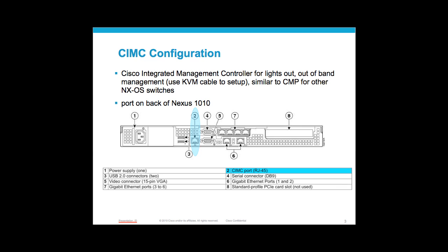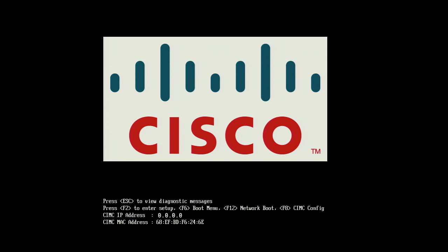You would need to plug in the port on the back of the Nexus 1010 labeled here in blue. This is just a regular RJ45 connection, and you would have to configure an IP address here as well. The way to assign that IP address is by pressing F8 at this screen during boot up.